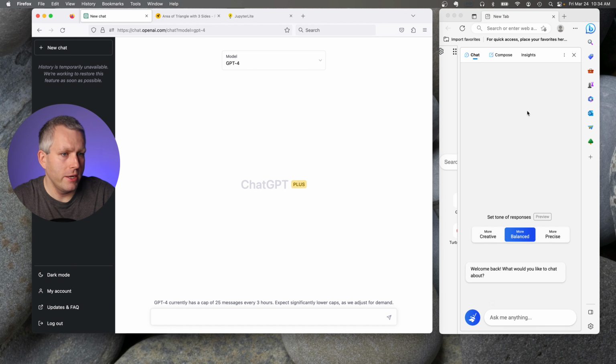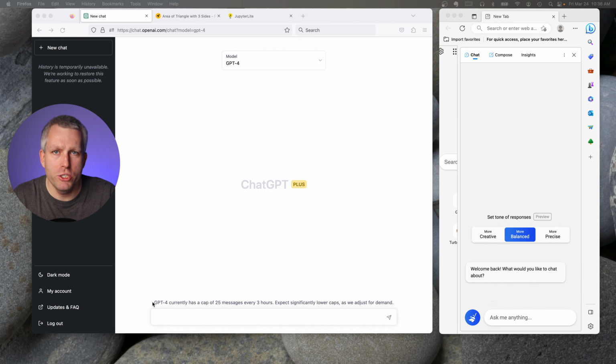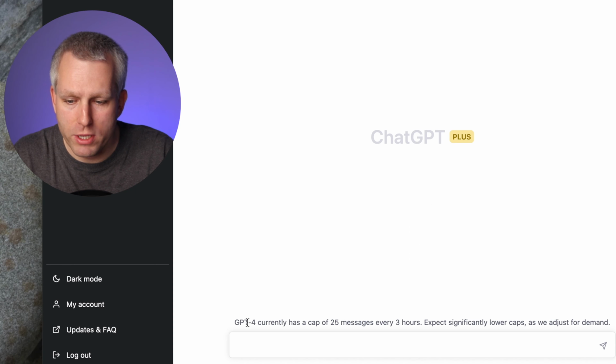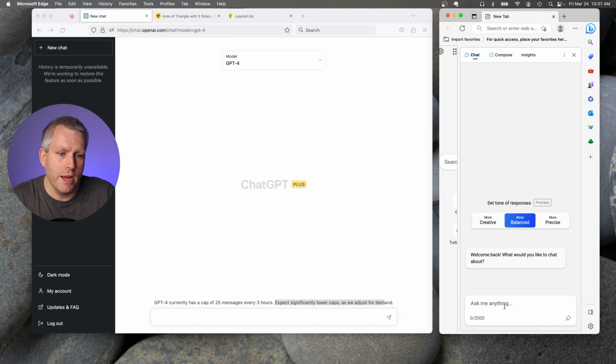And here on the right, we have Bing Chat, which is completely free. You just have to make an account with Microsoft. The second difference is the current usage limits. In the paid ChatGPT Plus, GPT-4 currently still has a cap of 25 messages every 3 hours, which is pretty bad, because you're paying $20 per month to do this. Bing Chat, on the other hand, has a cap of 150 messages per day, but it's free.